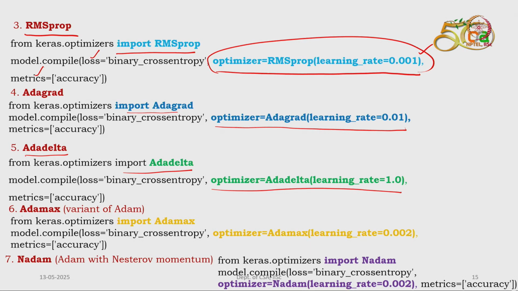Then we have Adamax, which is a variant of Adam. So import Adamax, and this is the optimizer. This is one more variant, and if you are using it, this is how you are going to do this. So these are the different optimizers.